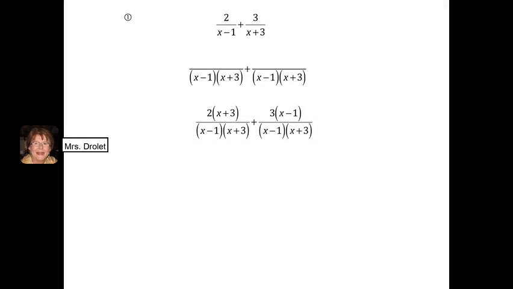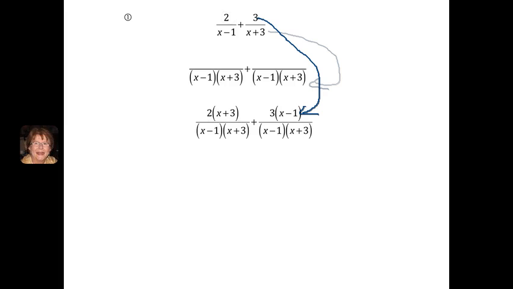You had to find equivalent fractions because you changed the denominator. This denominator was multiplied by x plus 3. Therefore, you must multiply the numerator by x plus 3. This denominator was multiplied by x minus 1. Therefore, you must multiply the numerator by x minus 1.